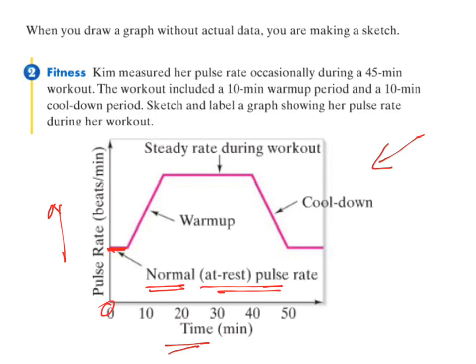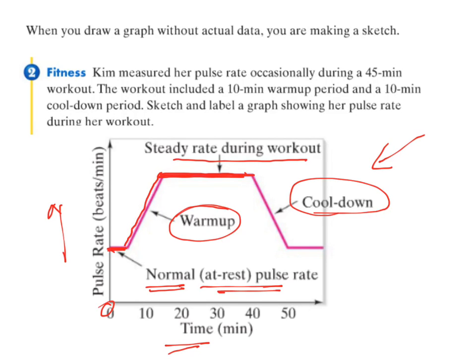Now, during her warm-up period, will her pulse rate increase? Yes, so her pulse rate goes up. And then when she is exercising, after reaching a point, it's constant while she is working out. Steady rate during workout. Then during her cool down period, she has stopped exercising, so obviously her pulse rate will come down. And then it'll come back to normal. So this is the sketch of a graph of Kim's workout with a 10-minute warm-up and a 10-minute cool down.